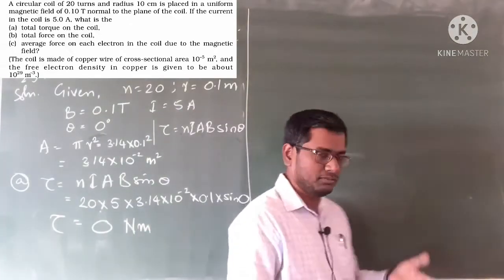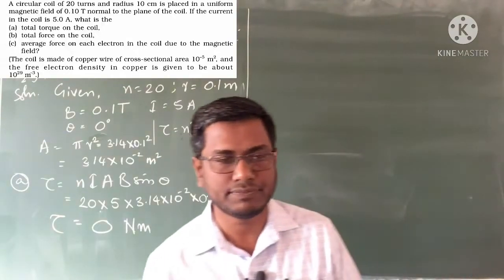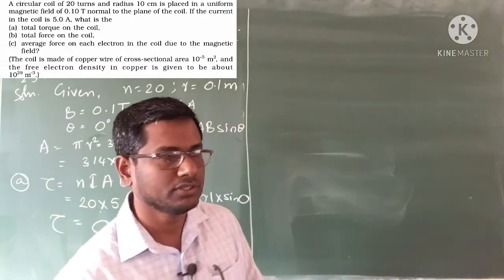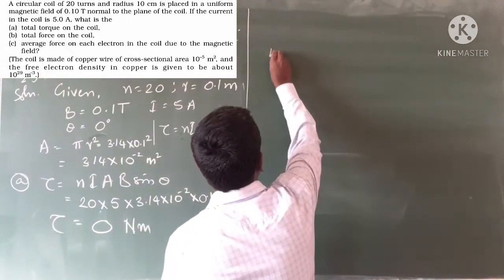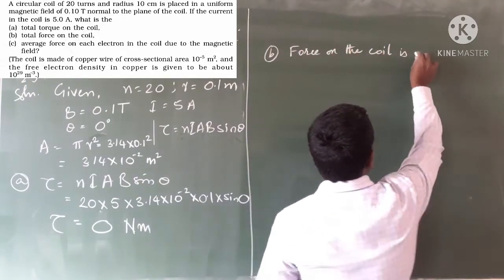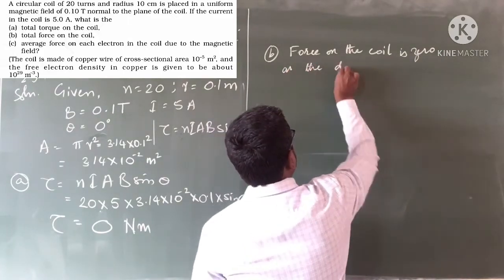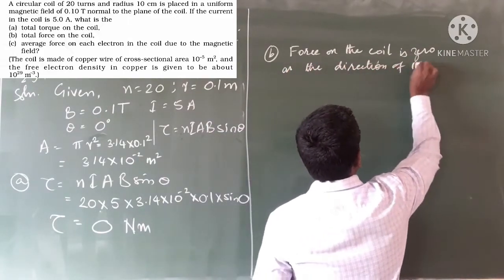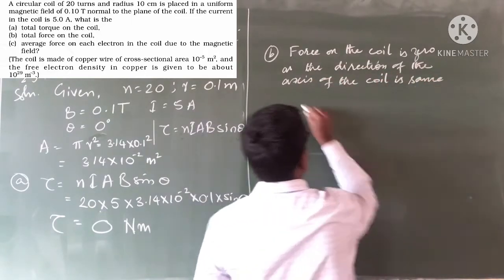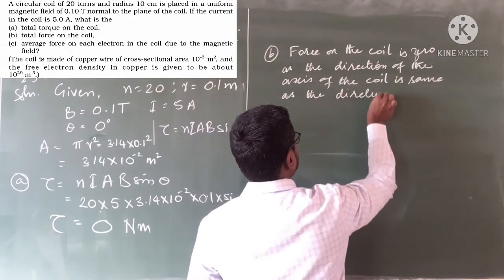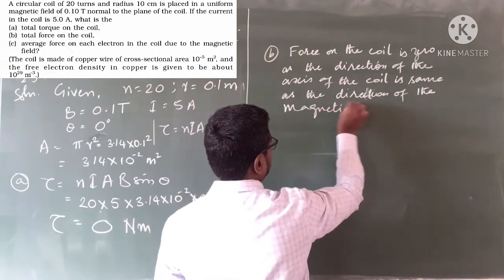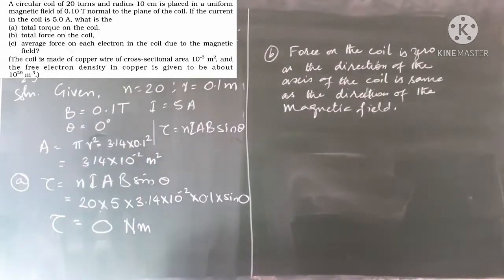So the coil is present and the axis is already aligned to the field. The force acting on one side will be equal and opposite to the other side. Again, the net force on the coil will also be equal to 0. So force is also equal to 0.